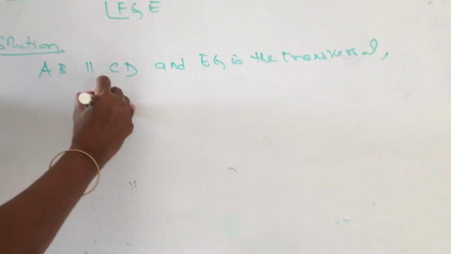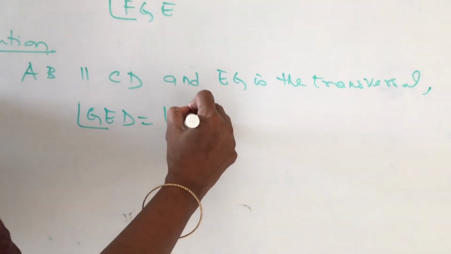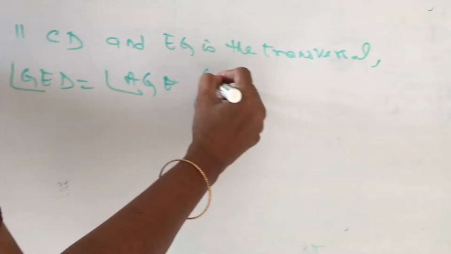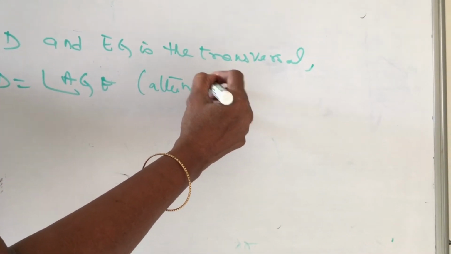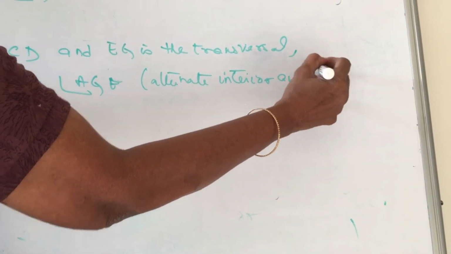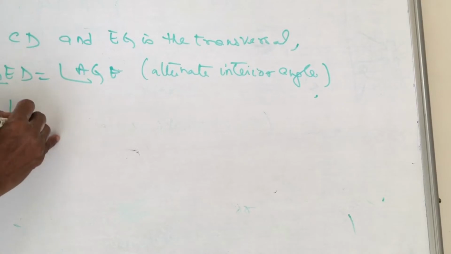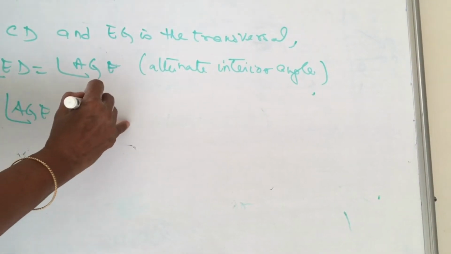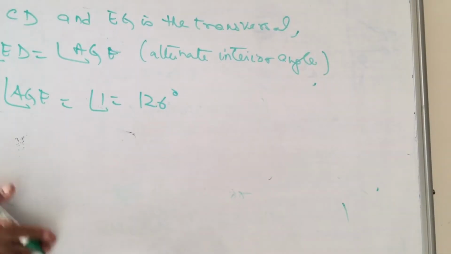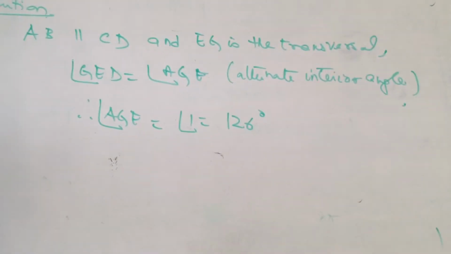So, angle GED is equal to angle AGE. The reason is, children, alternate interior angles. So, therefore, angle AGE is equal to angle 1, which is equal to 126 degrees. Are you following, children?